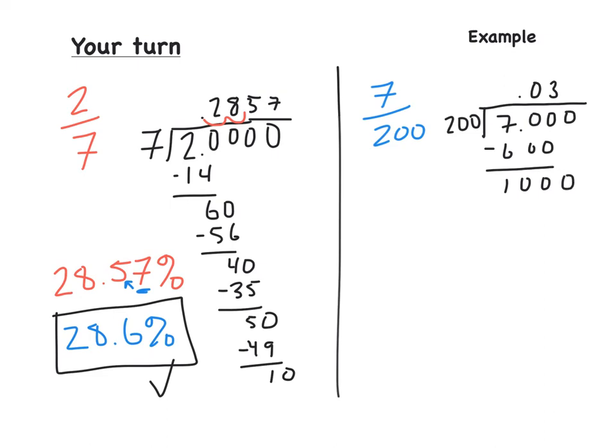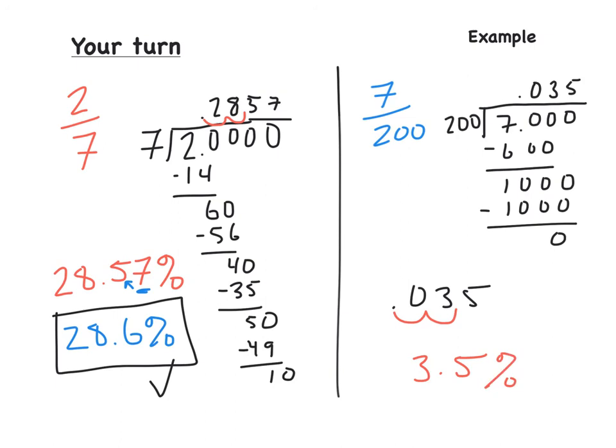Can 200 go into 1,000? Yes, it can. It can go into it 5 times. 5 times 200 is equal to 1,000, so now we have 0.035. All we have to do is move the decimal point 2 places to the right, which would be 3.5. Add the percent sign. So 7 over 200, or 7/200ths, is the exact same as 3.5%.